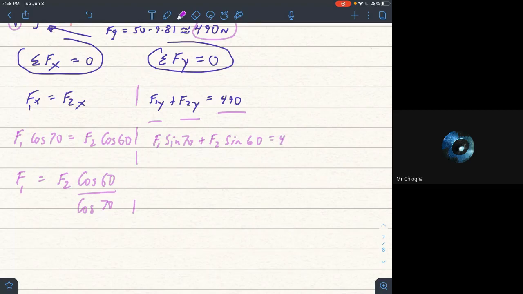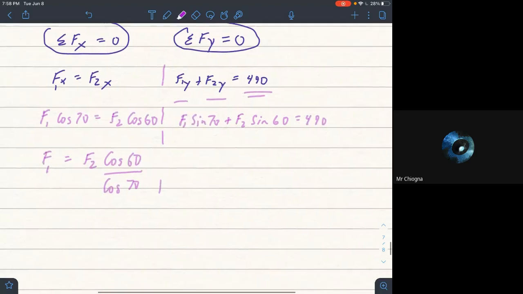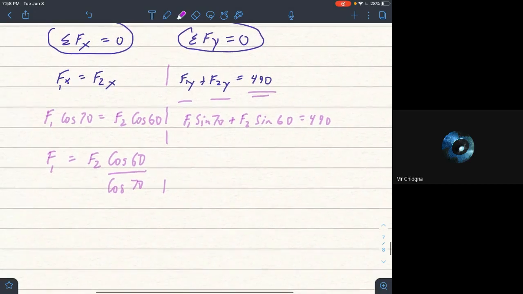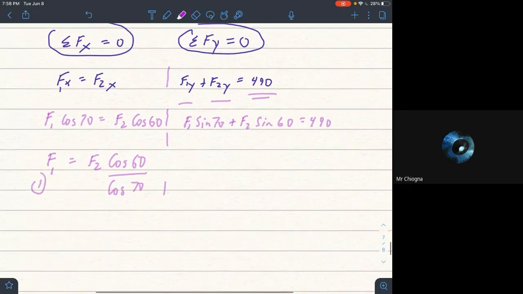Again, it's an approximation. Running through this quickly. Okay, so you'll have those two equations. This is your number one, and this is your number two. You're going to substitute the right-hand side of number one, what I just circled, for F1.